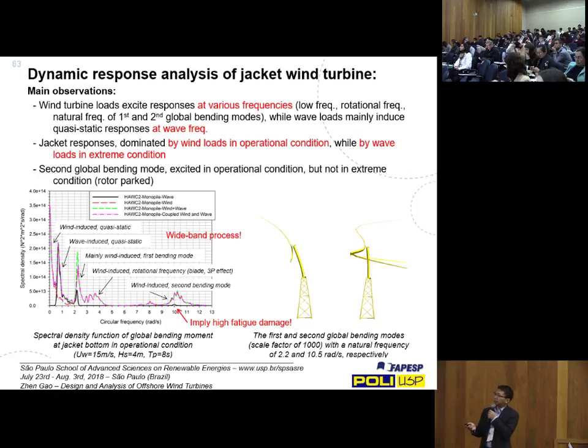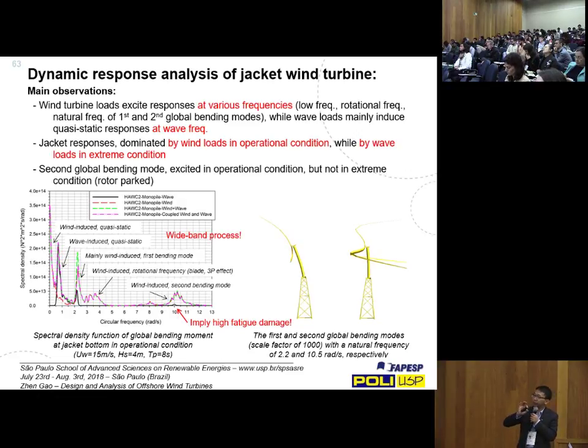Of course, the first global bending mode is due to the tower, the foundation and also the blades, at a natural period of 3 seconds. Then you would have the second bending mode, where you have large contributions from the foundation and jacket structure, which typically has a natural period of about 0.5 seconds.